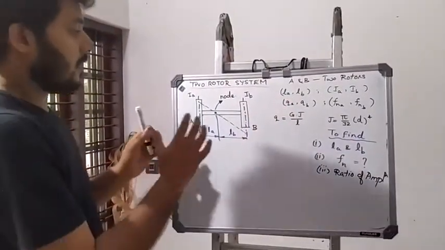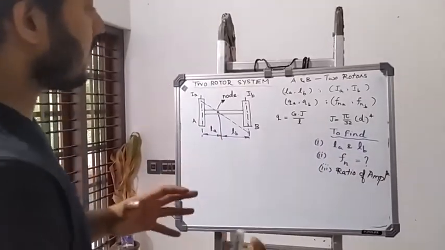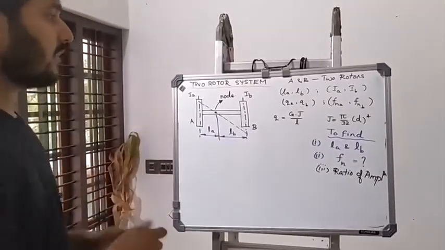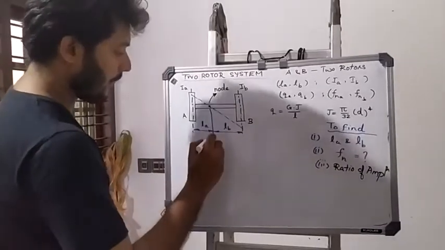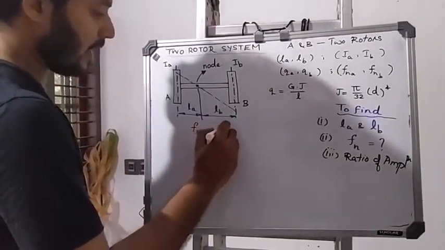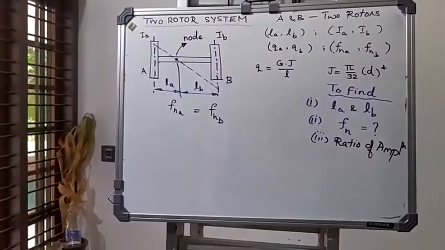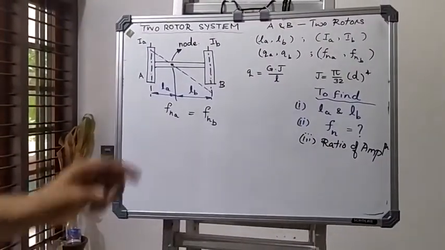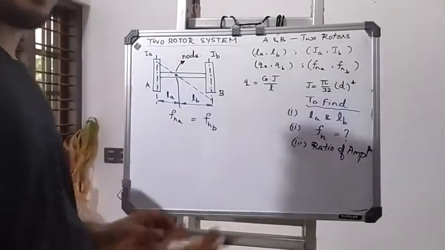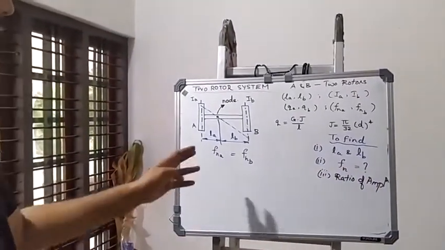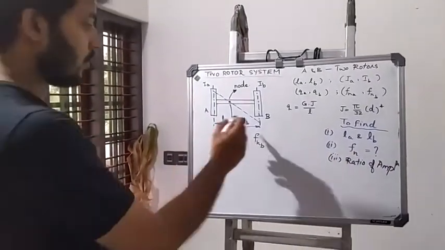Now see, as there is no external excitation occurring in the system, we can equate the natural frequency of rotor A to the natural frequency of rotor B, because they are both connected to a single shaft having a single material. So the natural frequencies can be equated. Now what is this?